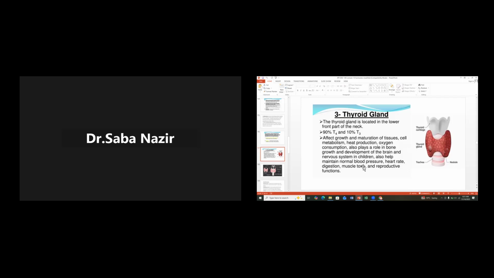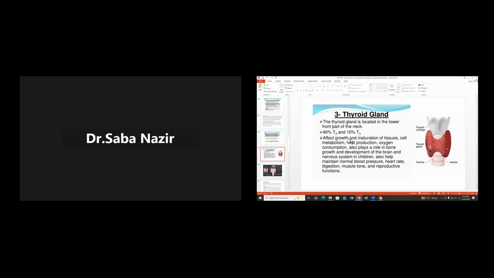Then the next thing we need to understand is that this thyroid gland is producing three different types of hormone. On this slide only two of them are mentioned. 90% of its secretion is T4 hormone and 10% of it is T3 hormone. We are going to learn the individual function of each of them.